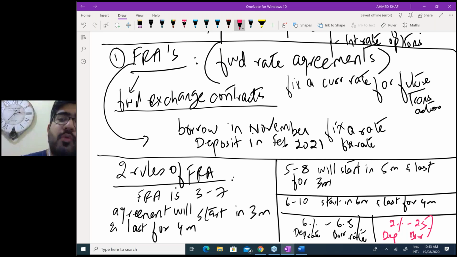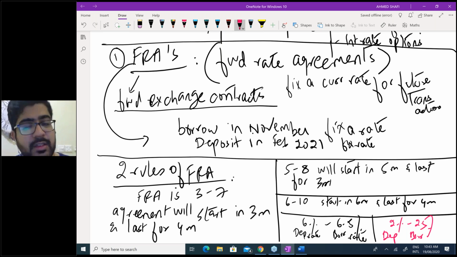Why? If lower is borrowing and higher is deposit, you will just borrow from the bank at the lower rate and deposit at the higher rate. It's practically not possible. If two interest rates are mentioned, the lower is always the deposit one and the higher is the borrowing.